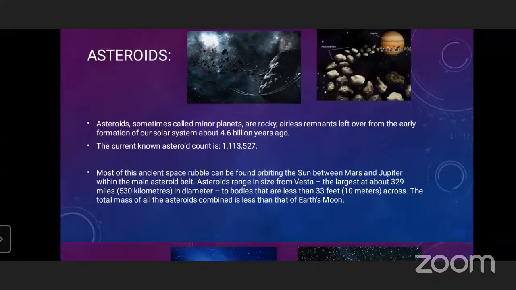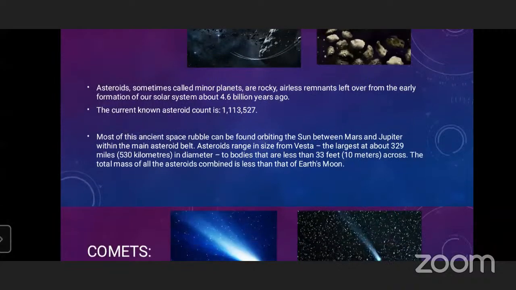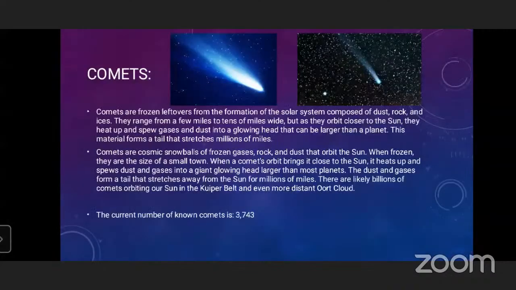Comets. Comets are frozen leftovers from the formation of the solar system, composed of dust, rock, and ices. They range from a few millimeters to tens of miles wide, but when they orbit closer to the sun, they heat up and spew gases and dust into a glowing head. The head can be larger than a planet. These materials form the tail, which stretches millions of miles. Due to the heat of the sun, these comets, full of ice and other particles, start melting, and that melting results in the tail.